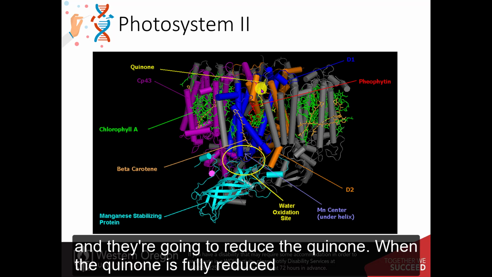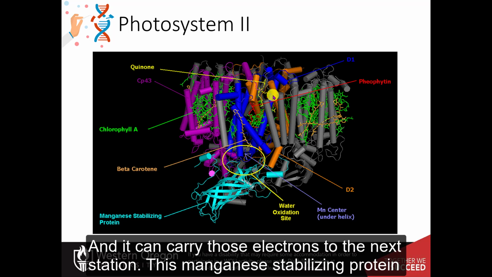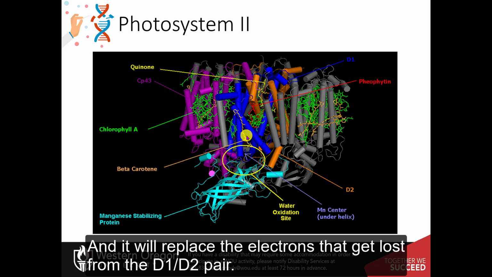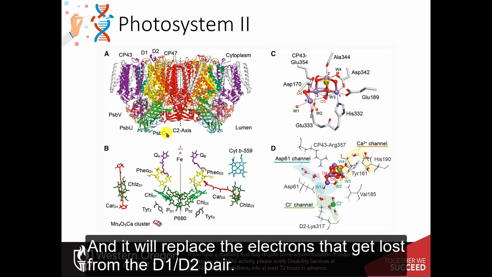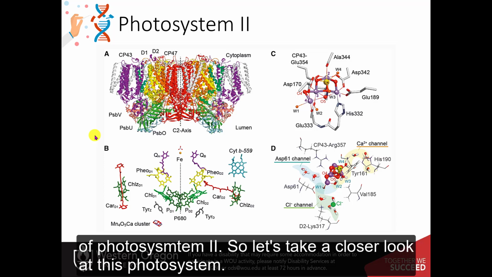When the quinone is fully reduced, it can actually leave the molecule and it can carry those electrons to the next station. This manganese stabilizing protein down here is where you have the splitting of the water or the oxidation of the water, and it will replace the electrons that get lost in the D1, D2 pair. Okay, so this is another diagram that kind of shows a lot of those aspects of photosystem 2.